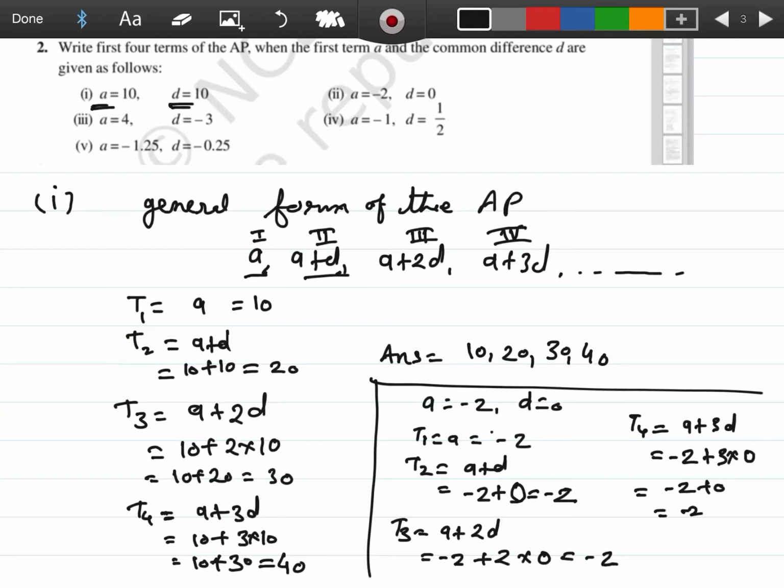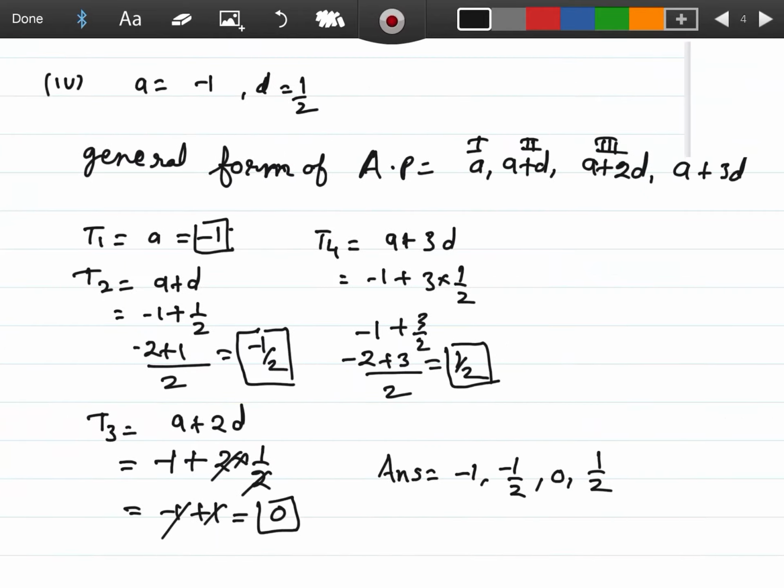So you can see T1, T2, T3, T4 all are the same. So the answer is that the terms of the AP will be -2, -2, -2 and -2. Don't forget to put the minus sign. So in this way we have to solve question number 2.